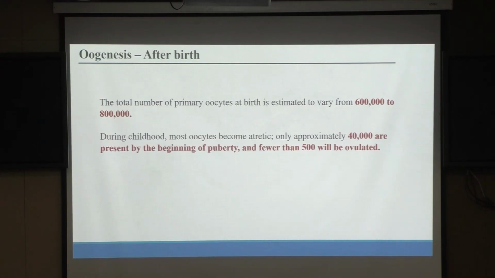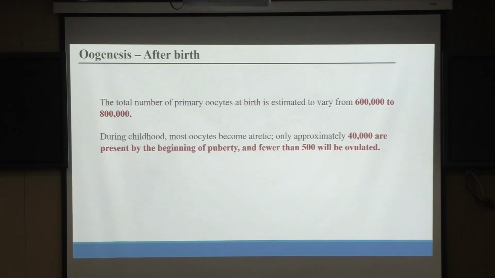So from the 7 million, during puberty it has come down to 40,000. Out of these 40,000 cells, fewer than 500 will be ovulated. That means every month some 15 to 20 follicles will start maturing, but only one follicle will become a Graafian follicle and release the ovum. So out of 40,000 cells, finally it will come down to around 500 cells which will get ovulated. Okay, so this is the difference.